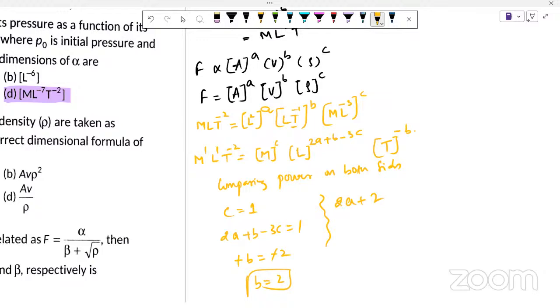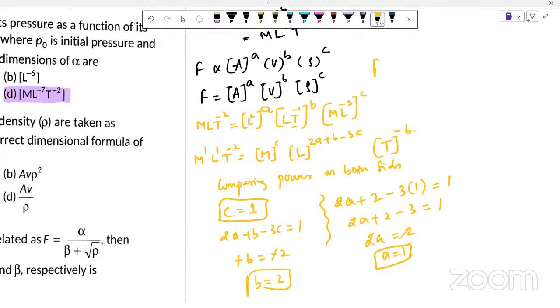So B value is 2, minus 3 times C value which is 1. So 2A plus 2 minus 3 is equal to 1. Minus 1 will go to the other side and become 2. 2A will be equal to 2. So 2 will get cancelled, so A value is equal to 1. That means I got the value of A, B, and C.